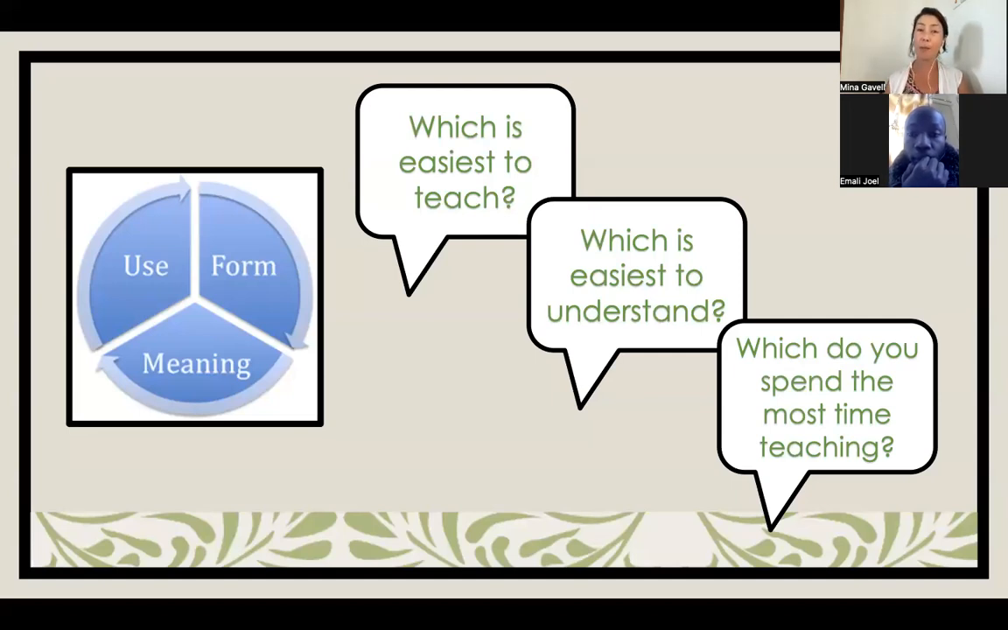Some students are not good at memorizing. If they're not good at memorizing, then form can be very tricky because it is something that we have to memorize. And there's a clear right answer and a clear wrong answer. Whereas with meaning or use, we have some flexibility. There's many ways to be correct with meaning and use.